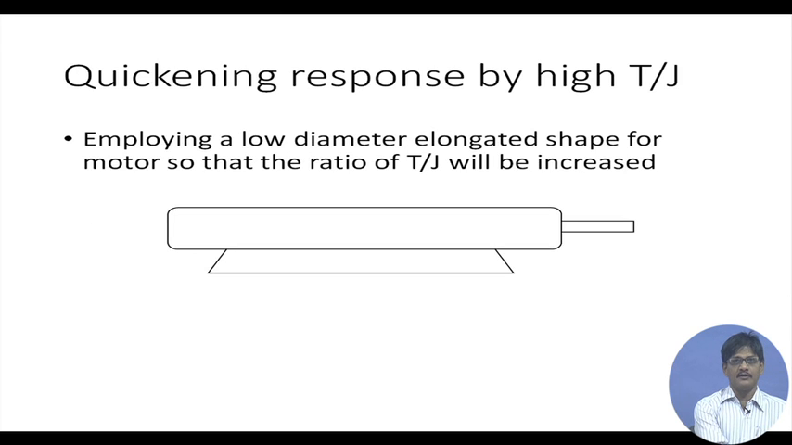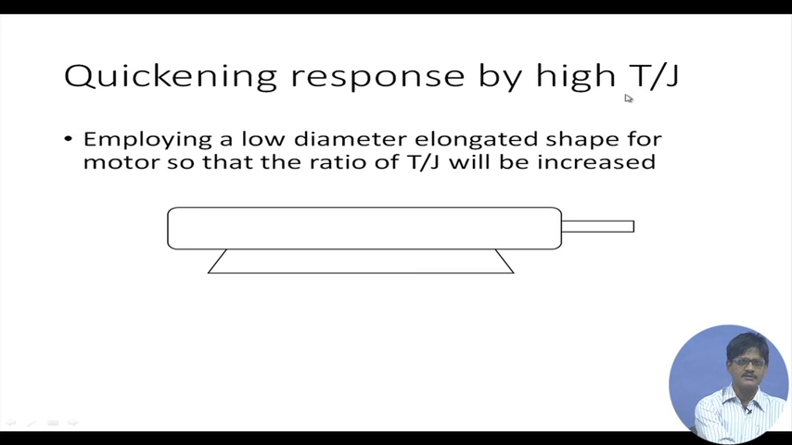Let us now investigate another way in which we can address the issue of quick response. If we interrogate this particular term, torque divided by polar moment of inertia, it is similar to the term force by mass. Force by mass, from Newton's second law, we know is equal to acceleration. So, torque divided by polar moment of inertia must be angular acceleration.